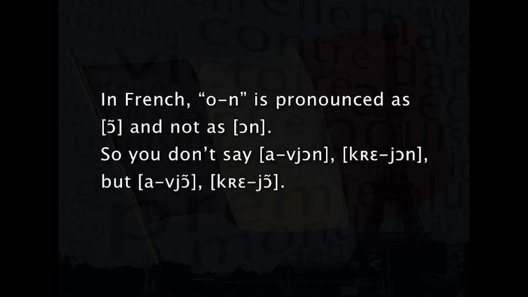Always remember, the individual letters that form a nasal sound are not pronounced separately, but rather they are pronounced as a whole. For example, in French, ON is pronounced as a single nasal sound and not as O and N separately. So don't say avion, crayon, with a separate N, but say avion, crayon.